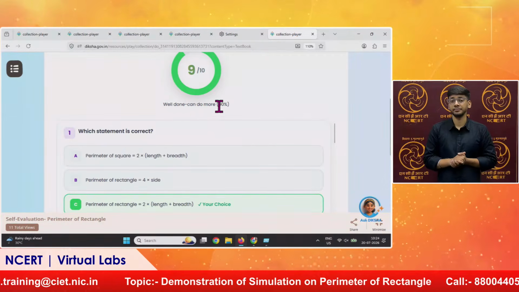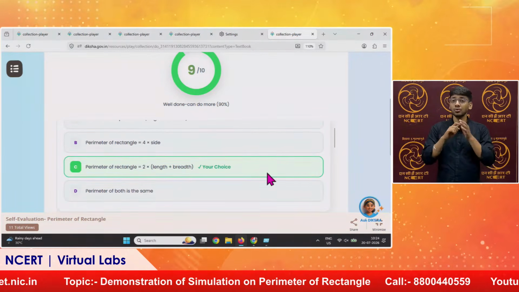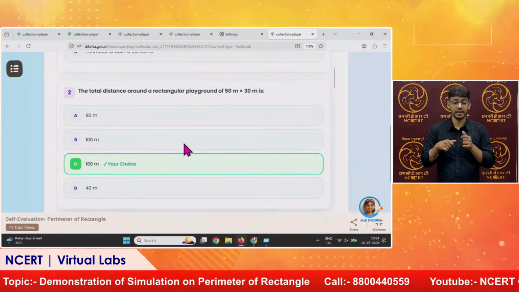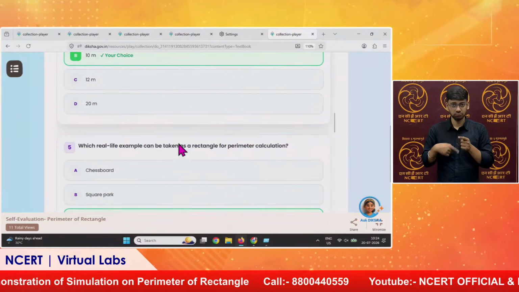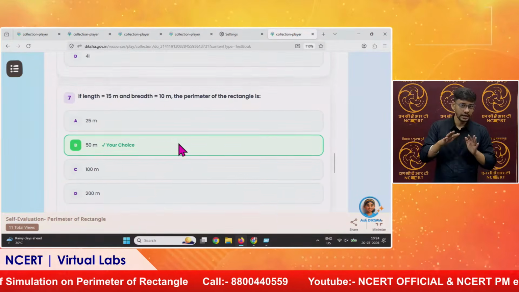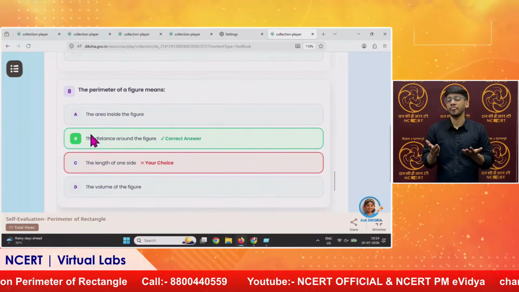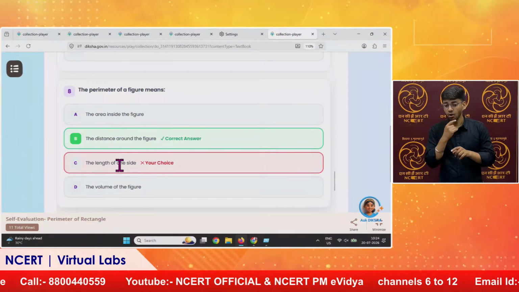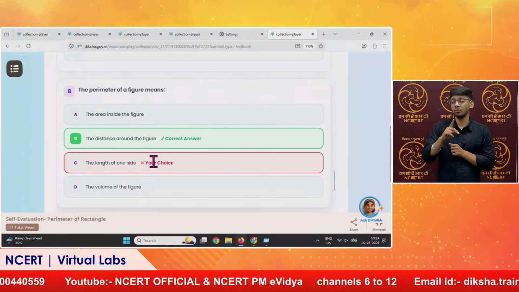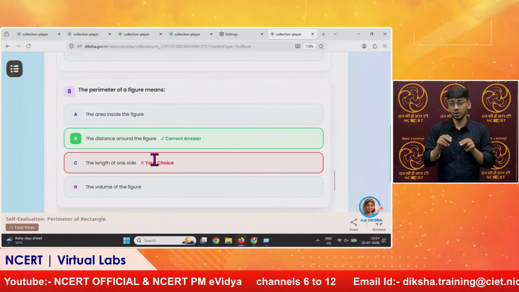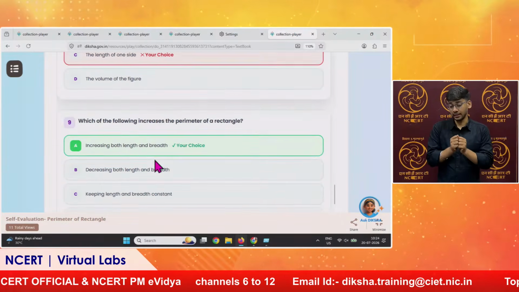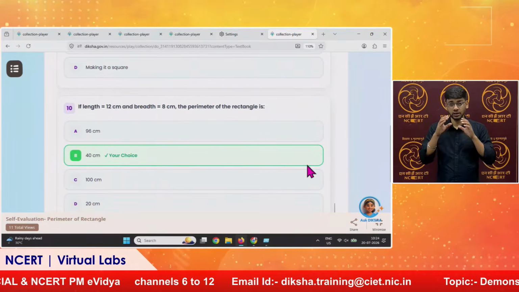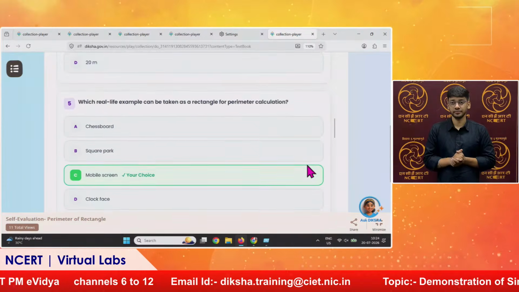So we have only 10 questions, and this way we can check our assessment, how many questions are correct and how many are incorrect. And here this is the correct example, but if we choose the wrong answer, there is no chance to correct your answer. So you should be very careful when you attempt the assessment. So this is all about the simulation part.